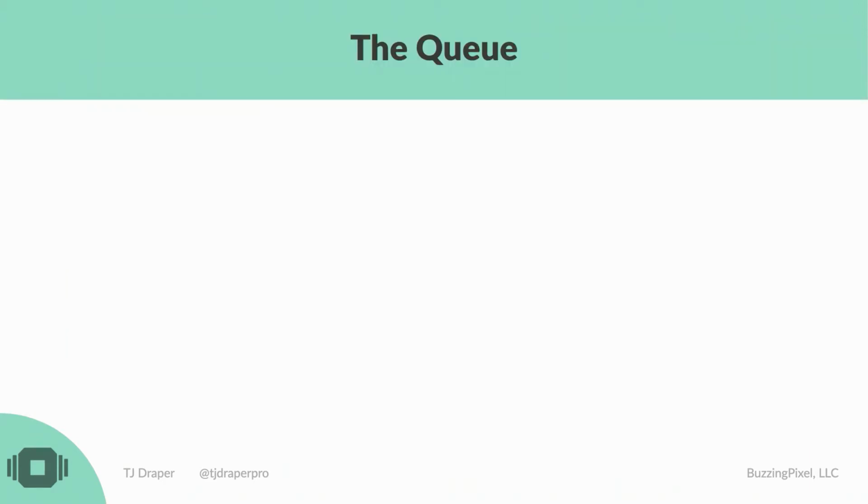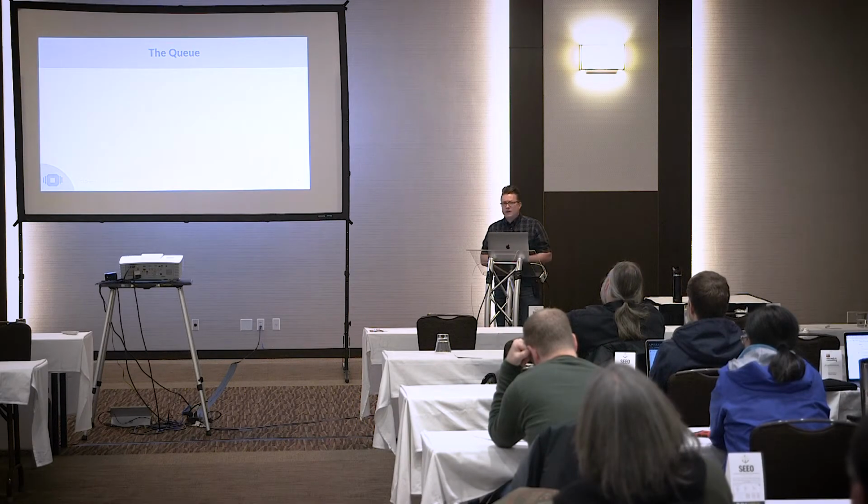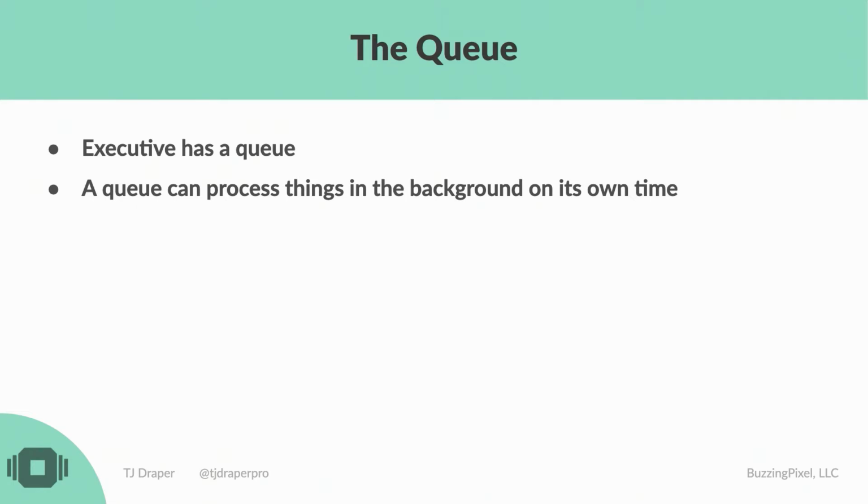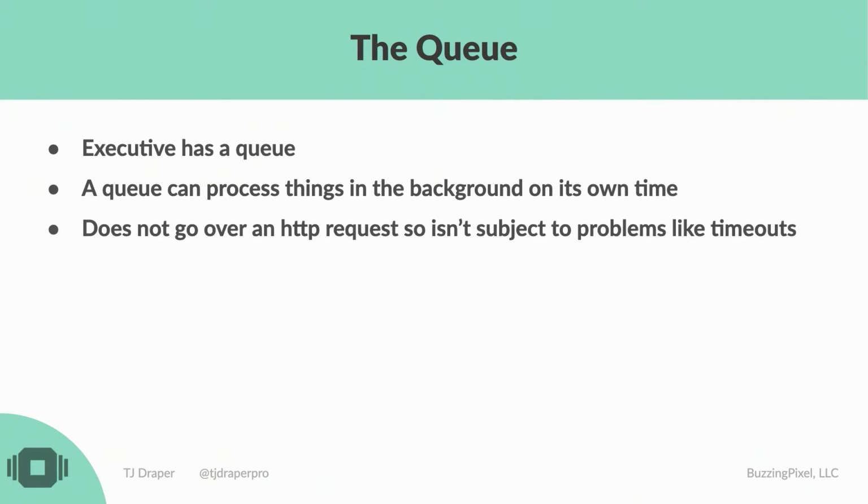Executive also has a queue. This, again, is something that I wrote as a need for the stuff I was doing. And at the end, I'm going to show you an example of one of the things that I built using these tools. So executive has a queue. A queue can process things in the background on its own time. And so again, it doesn't go over HTTP requests, isn't subject to problems like timeouts.